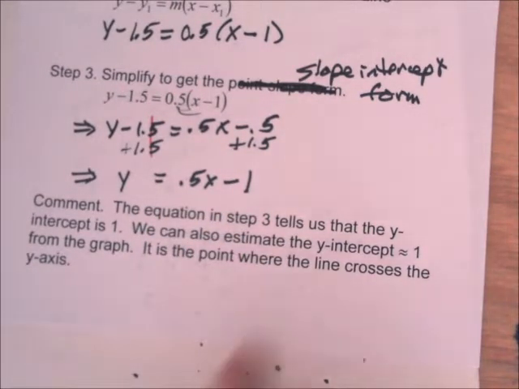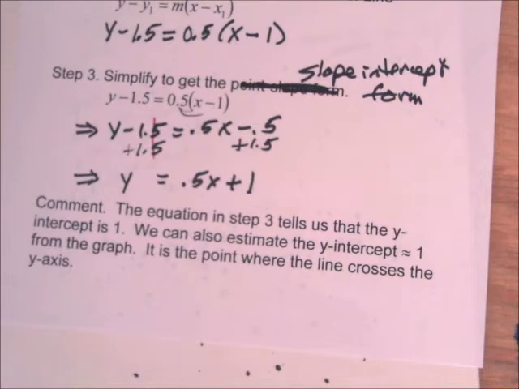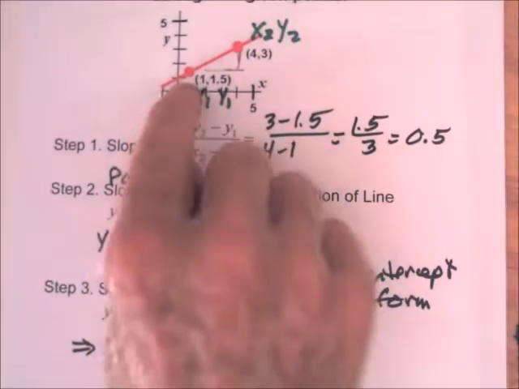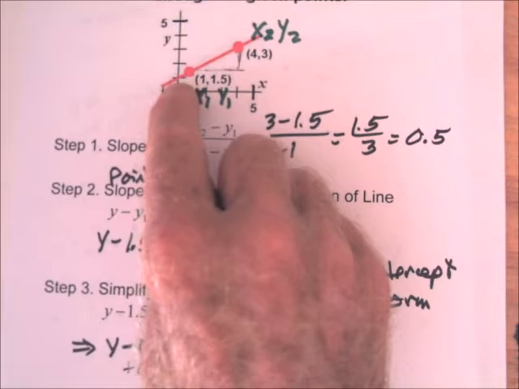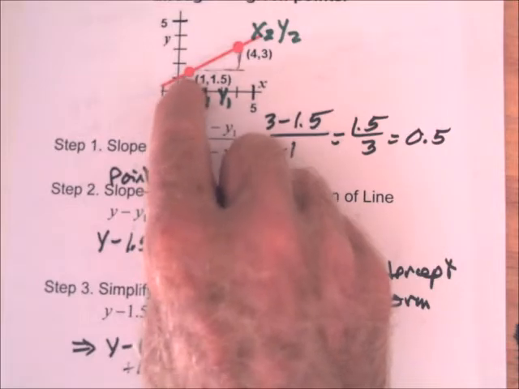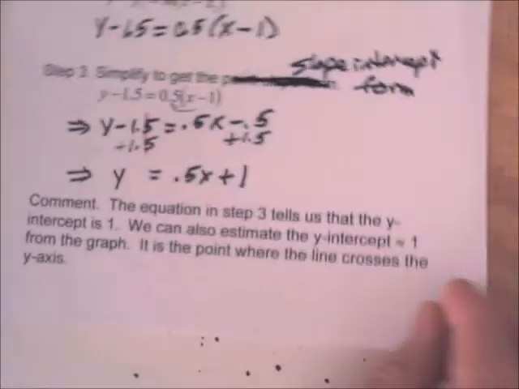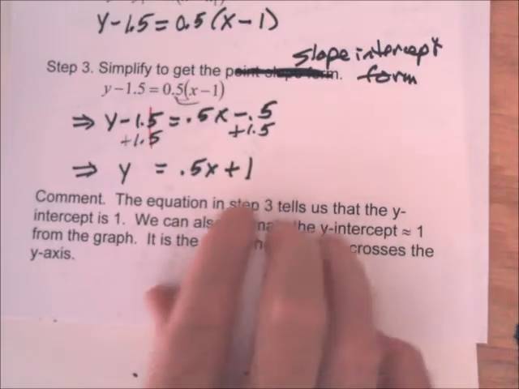Negative 0.5 plus 1.5 is plus 1. This tells us that the y-intercept is 1. This is the y-intercept, this is b. You can also estimate the y-intercept from the graph. The y-intercept is where the line crosses the y-axis. So it crosses at about 1. So you can sort of estimate it from the graph, but this form tells us exactly what the y-intercept is.